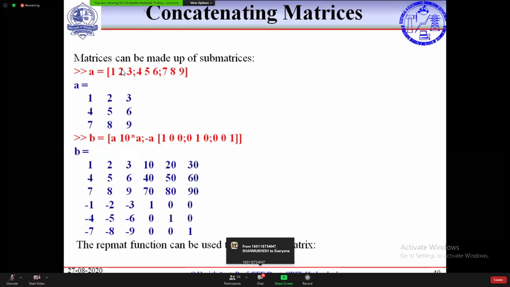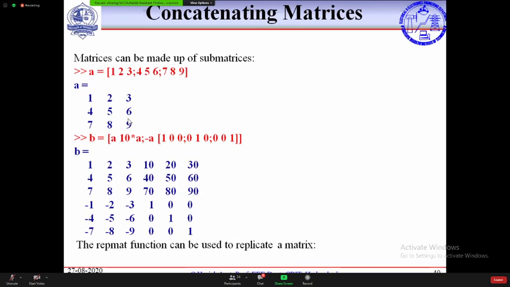Now matrices can be made up of sub matrices. Let us see here. A equal to 1, 2, 3, 4, 5, 6, 7, 8, 9. Now I want to make a matrix in such a way. This is also one type of concatenation only. So we want to make the matrix in such a way that A, 10A, made up of a 3 by 3 matrix. When you give this 10A command, again this 3 by 3 is converted into 3 by 6. Okay, A, 10A, 3 by 6. Then after the semicolon, means next row, minus A. Again 3 by 3, means it is now a 6 by 6 matrix.